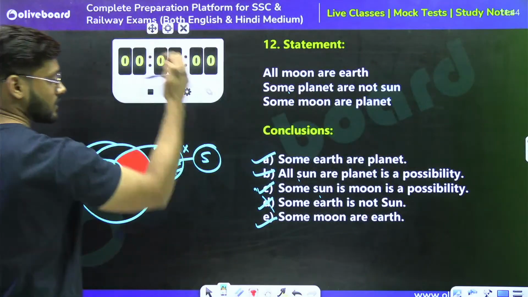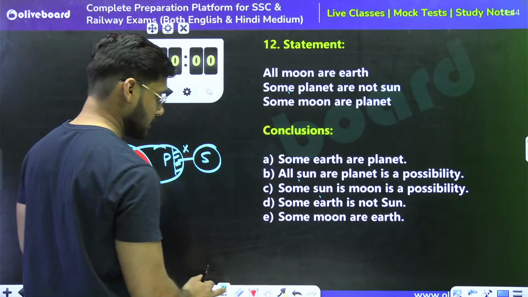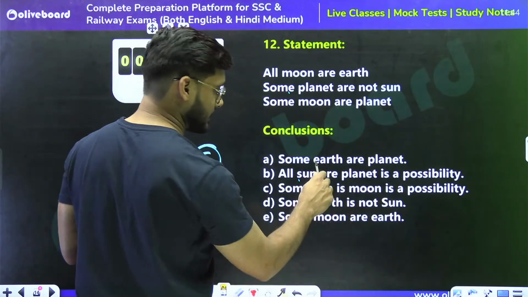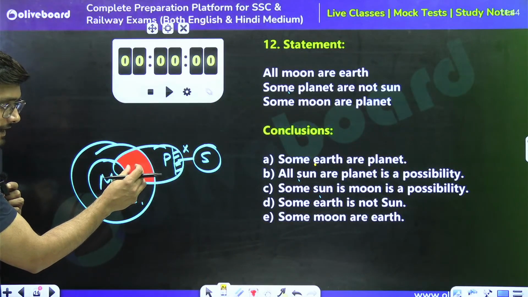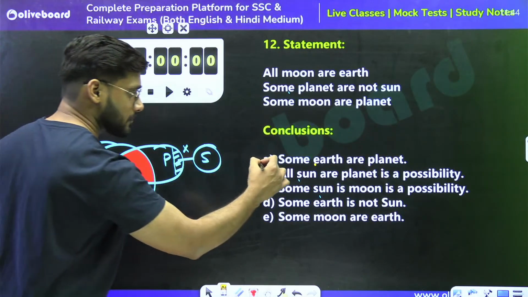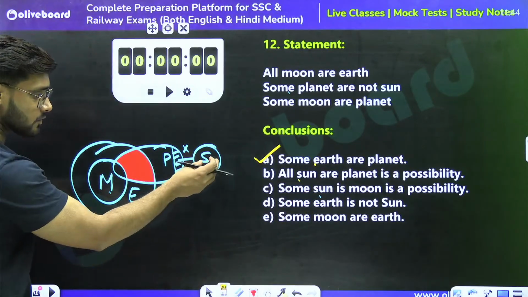See, I am explaining all the conclusions to you once again. In conclusion number 1, he is saying some earth are planet. We can see that this red portion is of earth as well as of planet, so some earth are planet is true. All sun are planet is a possibility. Can all of the sun come inside planet?